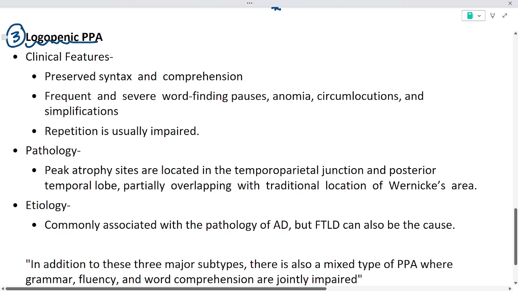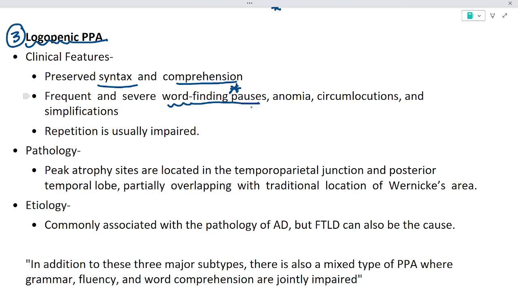The third type of PPA is logopenic PPA. Clinical features: syntax is preserved, comprehension is preserved, but the patient stops to find words. The patient forgets the words. Anomia, circumlocutions, and simplifications. Repetition is usually impaired. Pathology: peak atrophy sites are located in the temporoparietal junction and posterior temporal lobe, partially overlapping with the traditional location of Wernicke's area. The lesion here is near Wernicke's area.